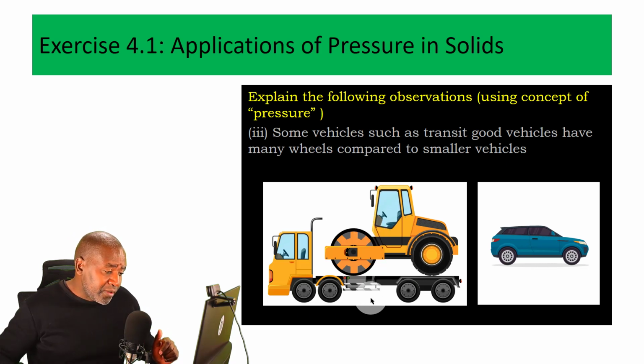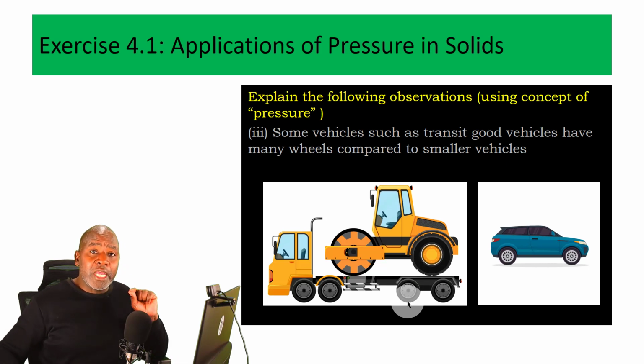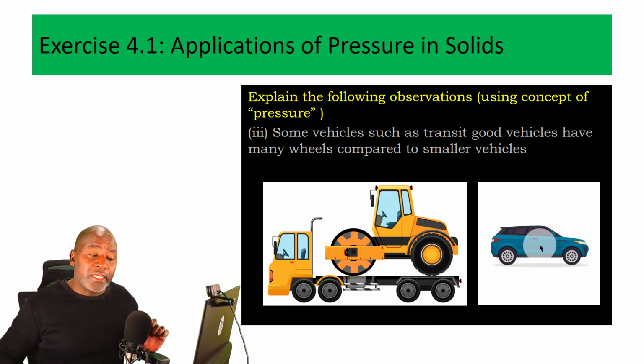Over here, the many wheels are going to increase the area of contact between the tires and the road surface. What that does is decrease the pressure that the truck exerts on the road surface. But for the smaller van here, its weight is not so big, so the amount of pressure it exerts on the road surface is just sufficient to provide the necessary frictional force between the tire and the road surface, because that one is also important.